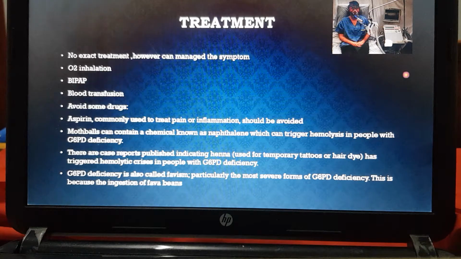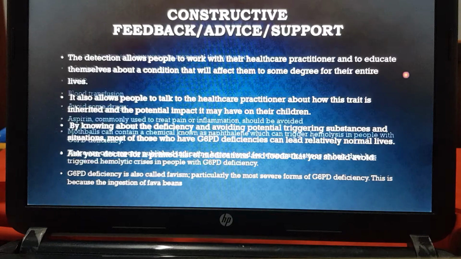Aspirin, which is commonly used to treat pain or inflammation, should be avoided. Mothballs can contain the chemical naphthalene, which triggers hemolysis. Henna can also trigger hemolysis. And eating fava beans can also trigger a severe form of G6PD deficiency.